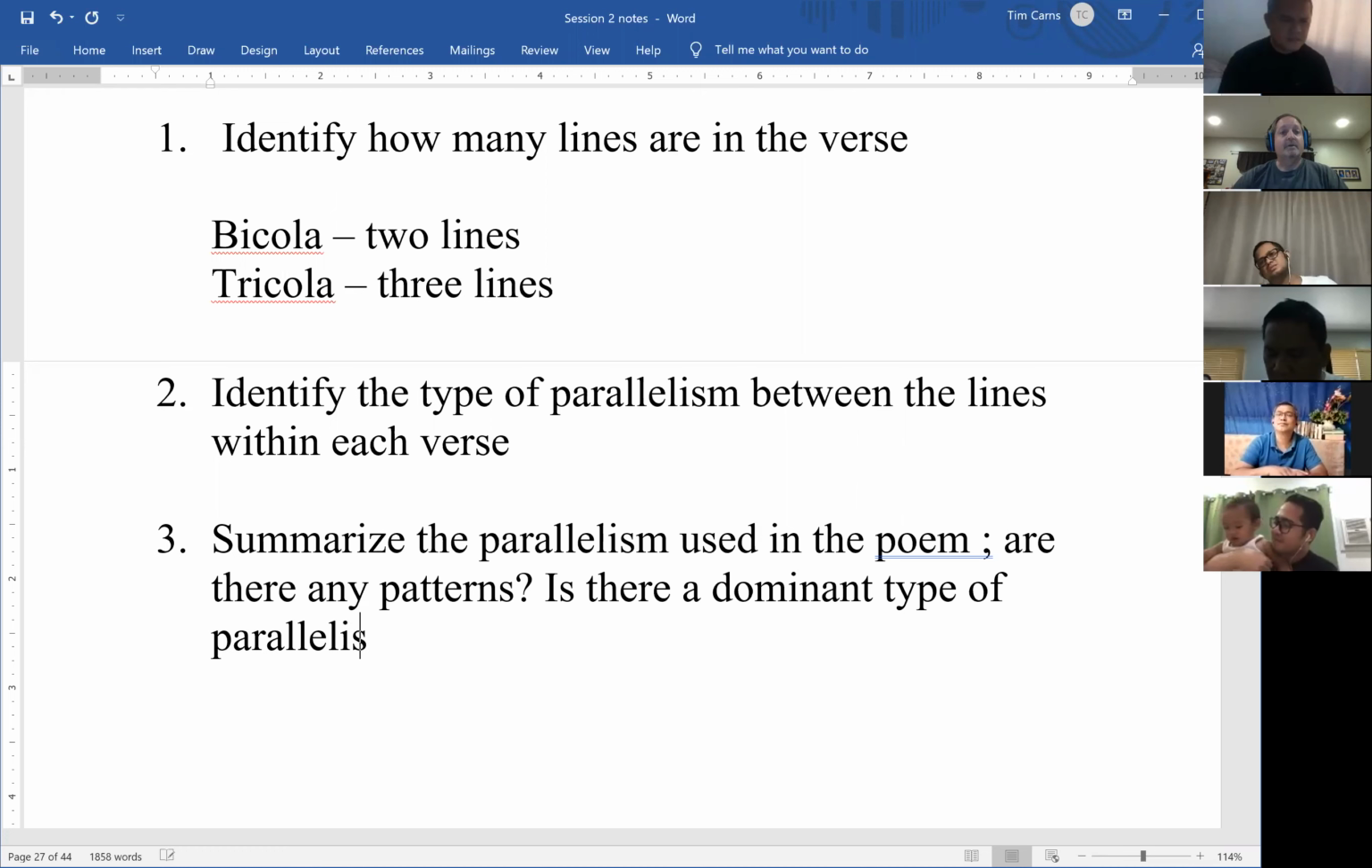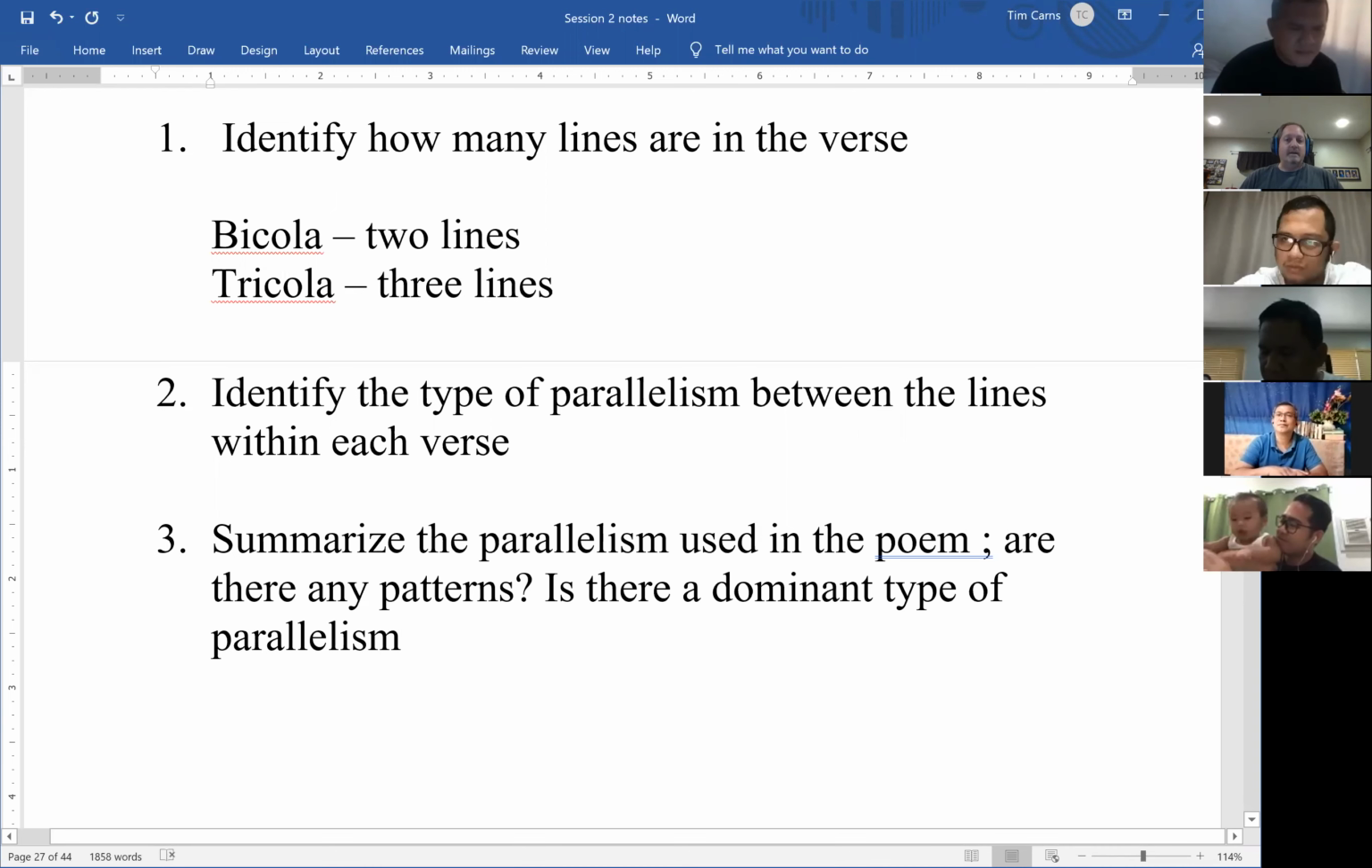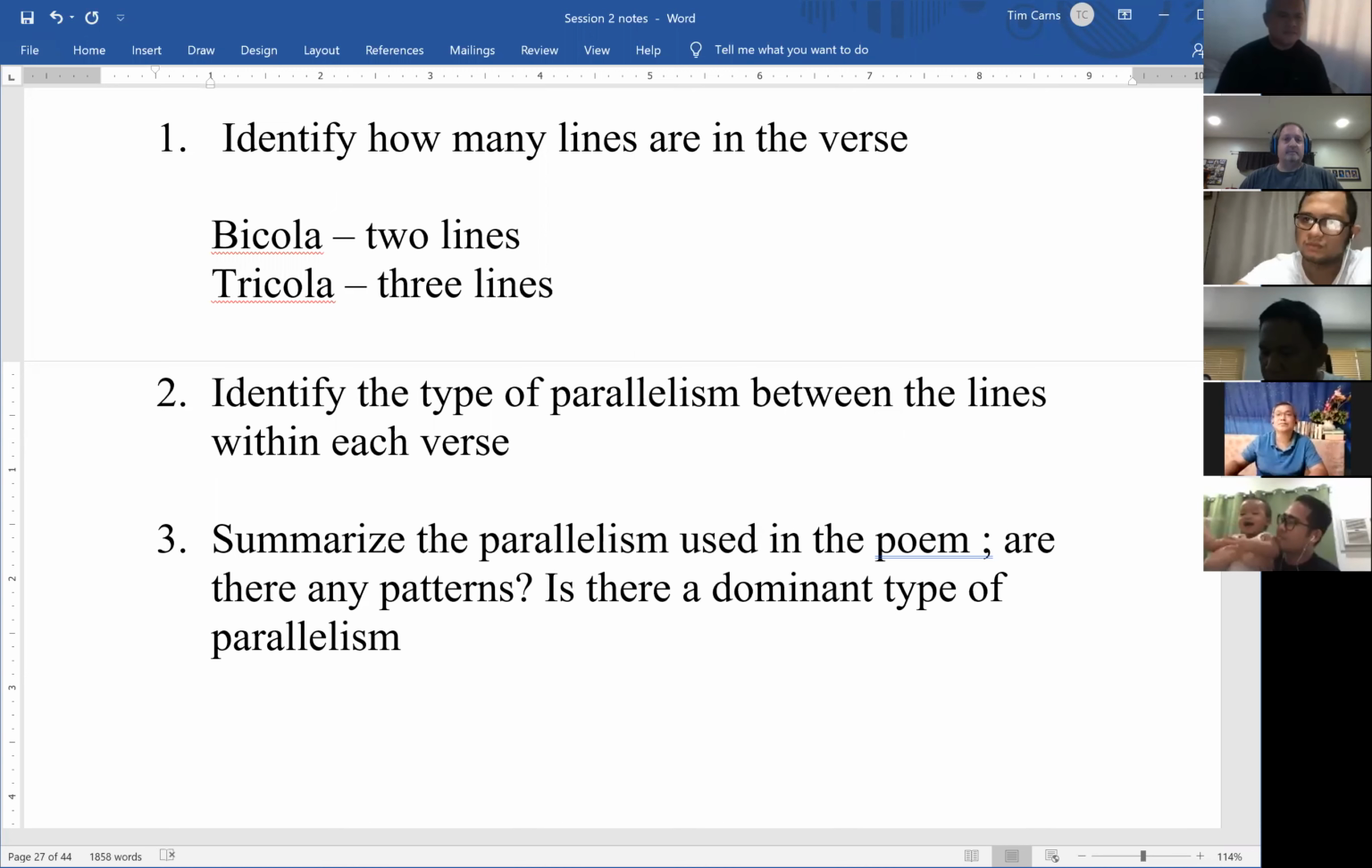For example, in Psalm 51, David uses chiasms a lot through much of the poem. That's something to pay attention to. Why does he do that? If he uses chiasms a lot, remember, what does a chiasm do? It helps show us emphasis. So if we have a poem that uses a lot of chiasm, that's telling us there's a lot of emotion in this poem. There's a lot of emphasis going on.